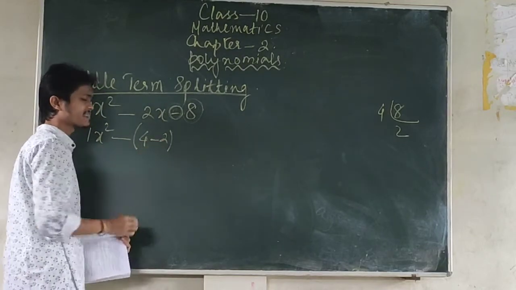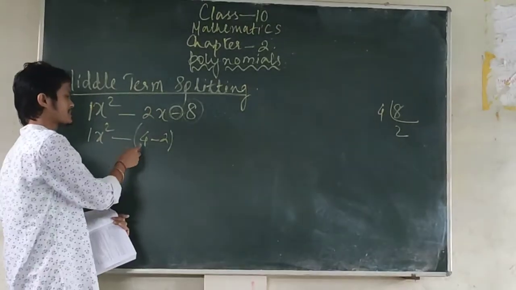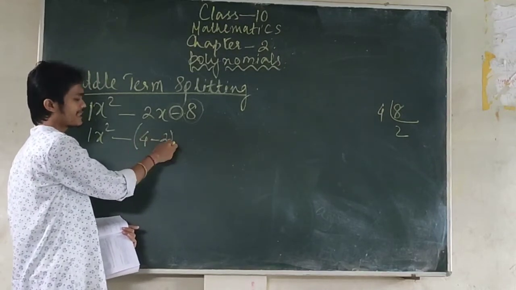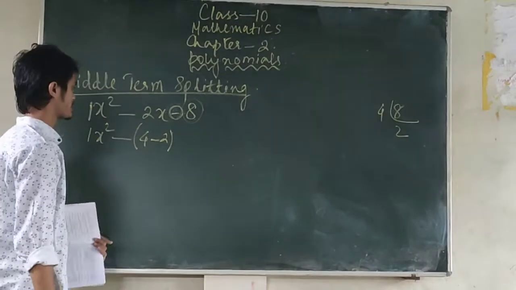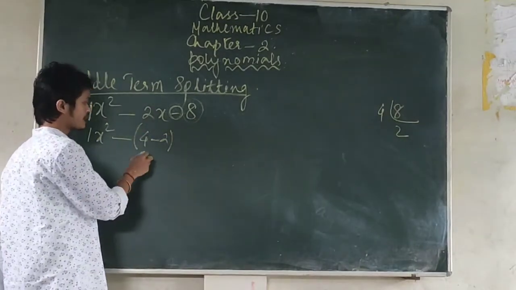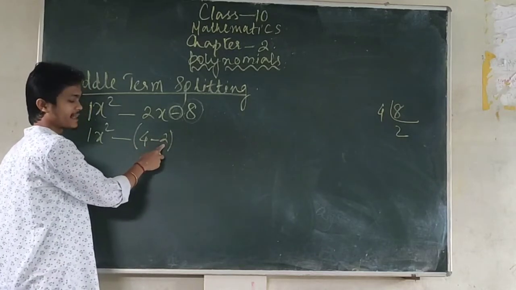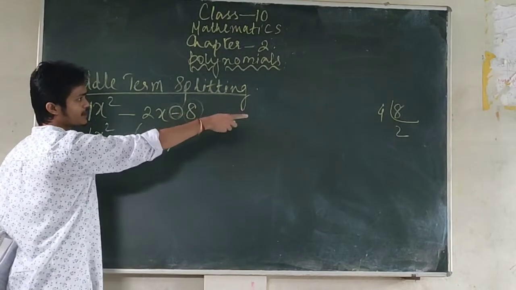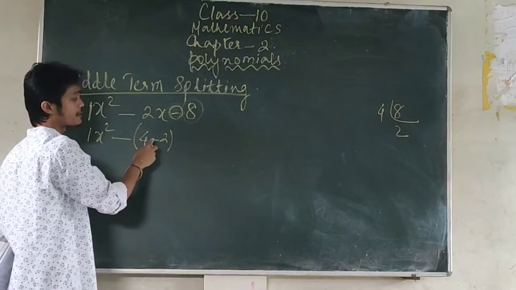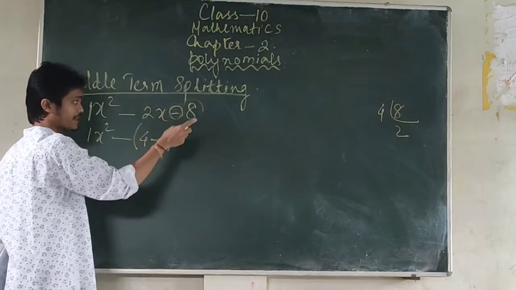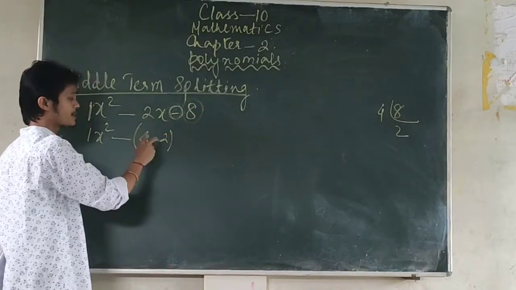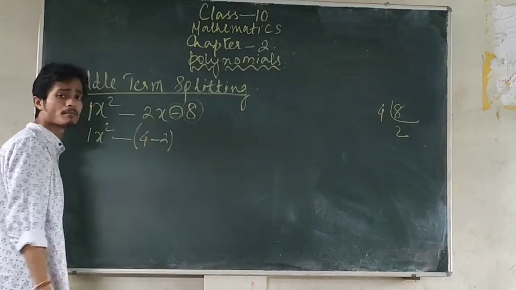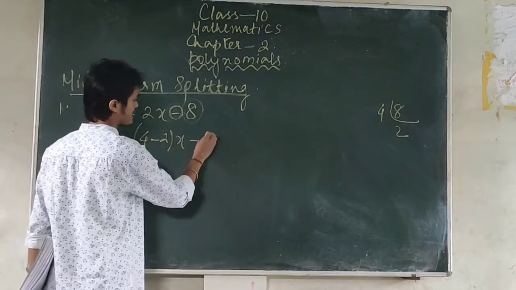Because if it is the case of addition, then there is not much problem, but if it is a case of subtraction and you take the smaller number first and the bigger number second, then there is a chance of mistake. So don't do that. Take the bigger number first and the smaller second, whether you are doing plus or minus. Since it is minus, we are doing minus. If it will be plus, we will search for two numbers which, if we add, give the middle term. Since it is minus, we search for two numbers which, if we subtract, give the middle term. So 4 minus 2, then x, minus 8.